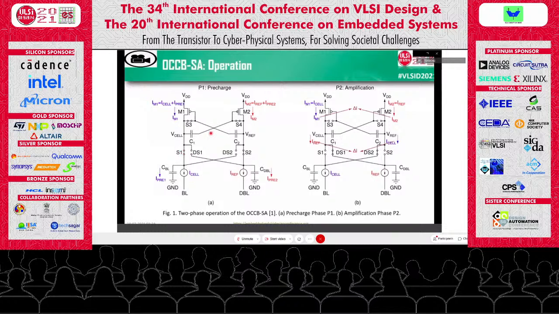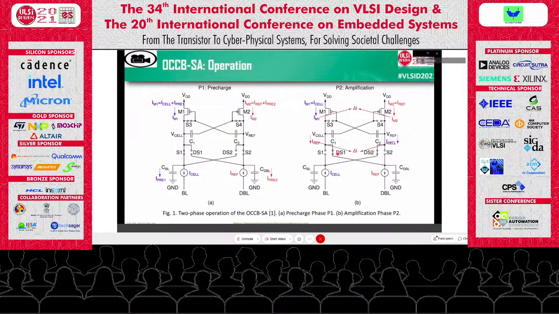Despite the process variation in M1 and M2, currents I_M1 and I_M2 become I_CELL and I_REF after enough precharge time. At the end of P1, cell voltage V_cell and reference voltage V_ref are stored in capacitances C1 and C2 respectively. In the amplification phase, the four switches S1 to S4 are turned off while two double sensing margin switches DS1 and DS2 are turned on.